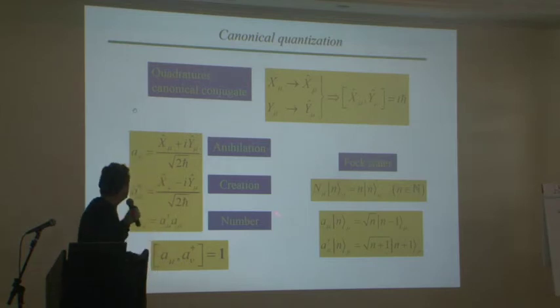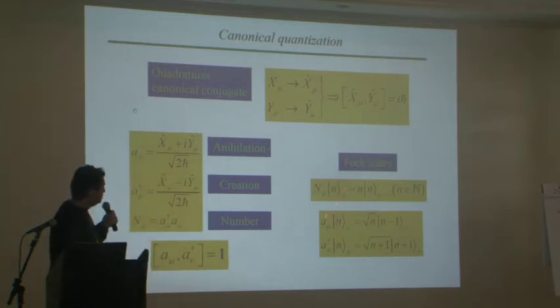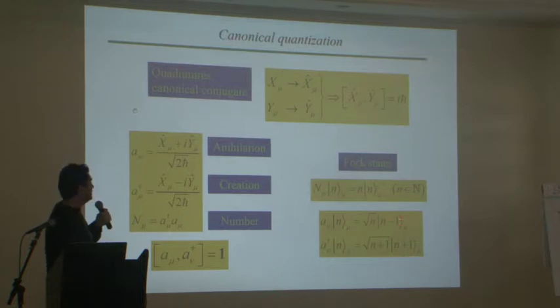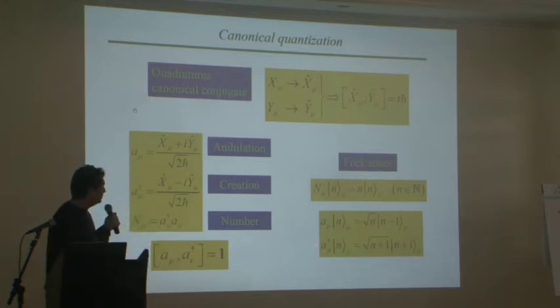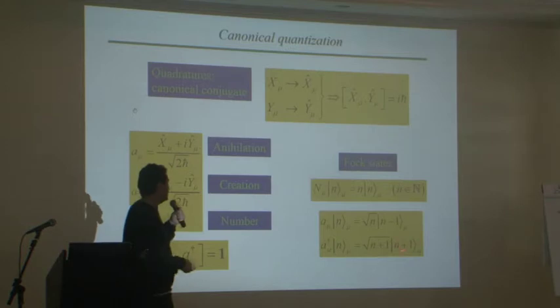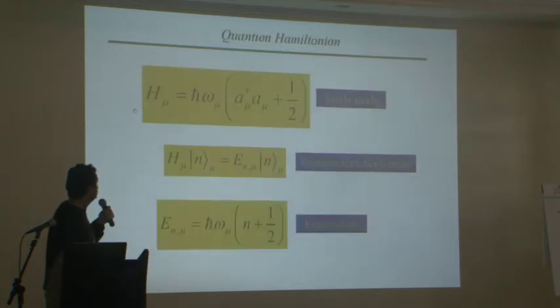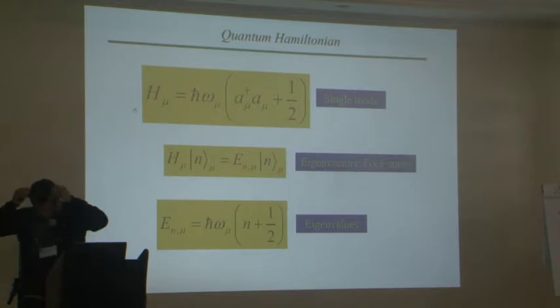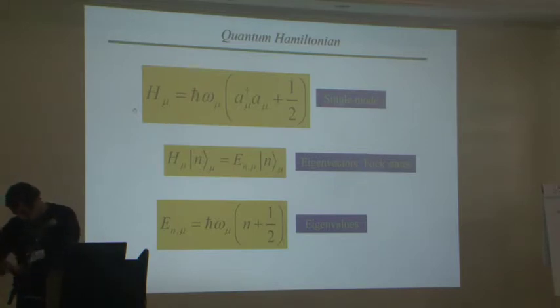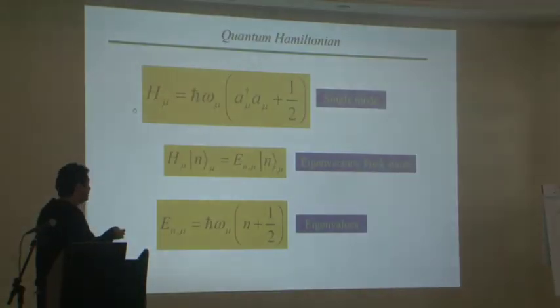So the energy, this is the rule: as we act with the annihilation operator, we remove one excitation, one unit of the eigenvalue. When we act with the creation operator, we add one unit to the eigenvalue. So this is the main idea.